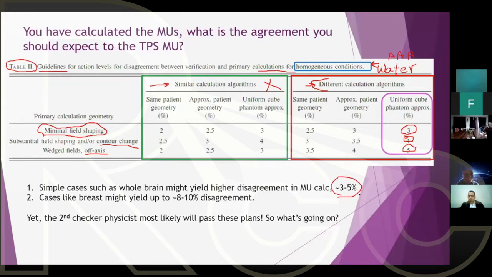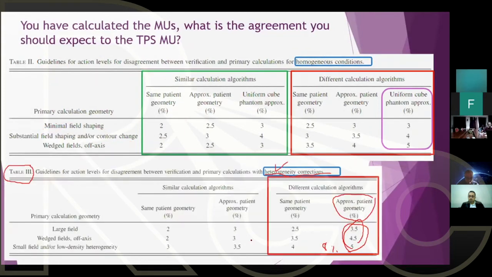You can say, well, 5% is good enough. What about if it was 6%? In the case of breast, you might find a disagreement between 8 to 10%. What are you going to do in this case? In both scenarios, a physicist who knows how things are done, that's why you need to know exactly these tables. These tables tell you everything you need to know. And if you know how your planning system is doing the calculation, and if you know how your second check is doing the calculation, you will probably pass these plans. And I will show you why.